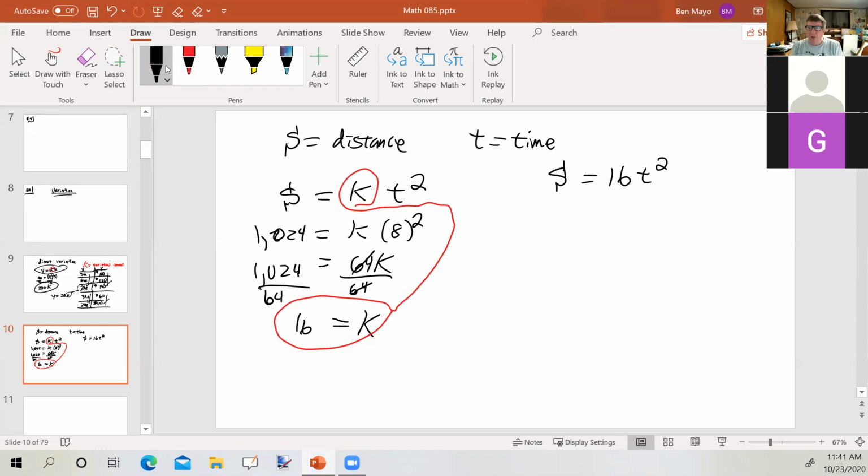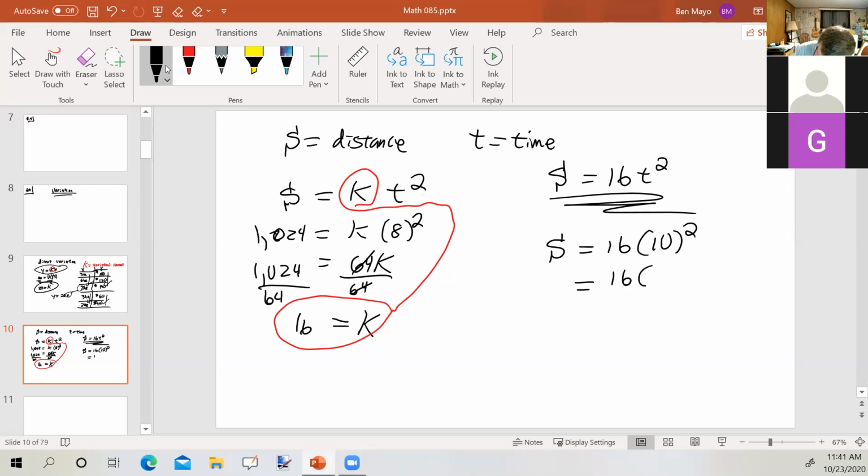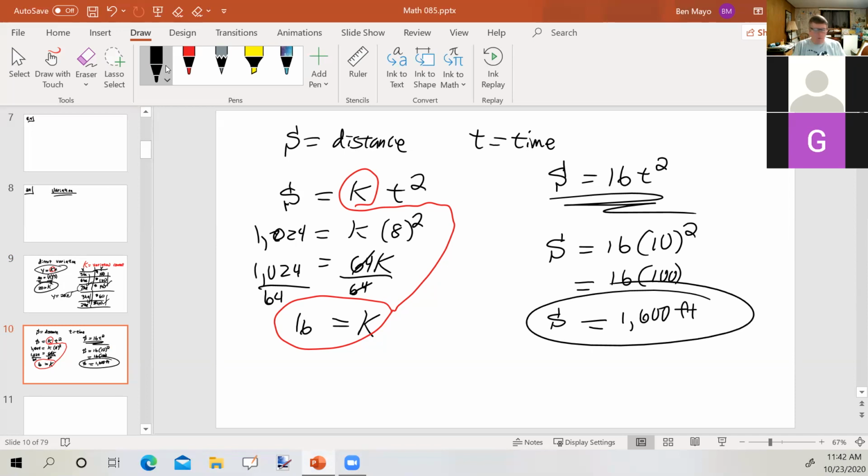Okay, so I knew it was direct variation. They gave me some information that I used to determine what k is. I put that number in for k. Now I'm ready to answer the follow-up question, which is this. How far will it fall in 10 seconds? So the unknown distance would be 16 times 10 squared, which is 16 times 100, which is 1,600, and that is feet. So how far would it fall in 10 seconds? 1,600 feet.